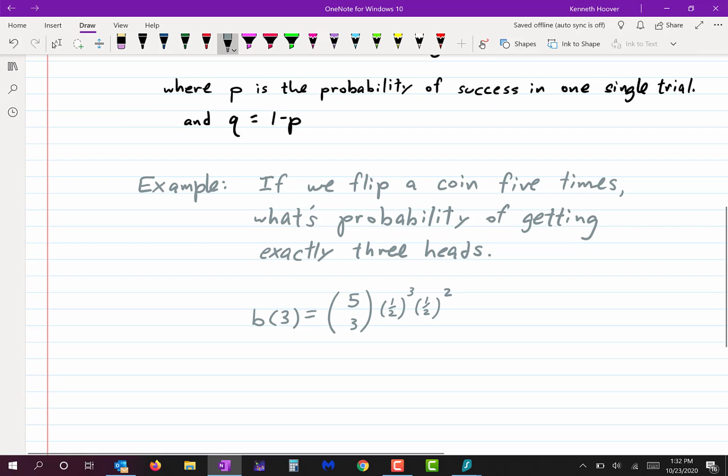Okay, and so we have here, remember how to do 5 choose 3? It's 5 factorial over 3 factorial times 5 minus 3 factorial. And then we're multiplying that times 1/2 to the third, and then times 1/2 squared. Remember how to do factorials. If you don't, you need to go back and watch the previous lecture again. Okay.